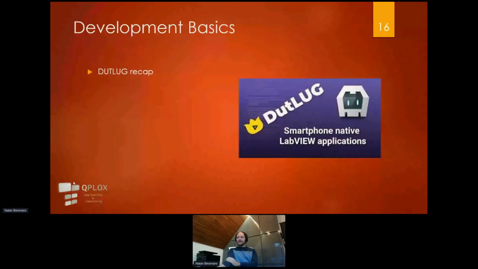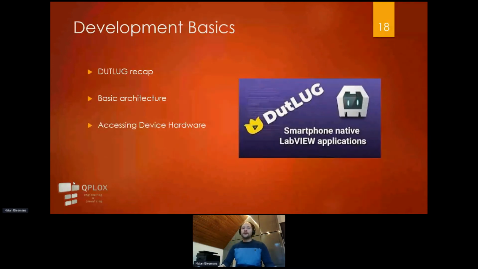So next up, the development basics, the .log recap. We're going to talk about the basic architecture. How can you start building your own applications? And then also how to access device hardware, because it's cool if you can make something pop up, make something bounce, but who cares about that? I want to measure my accelerometers, read something through the GPS, or take a picture.